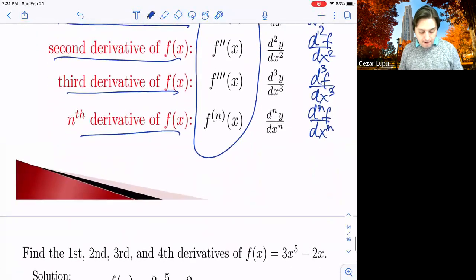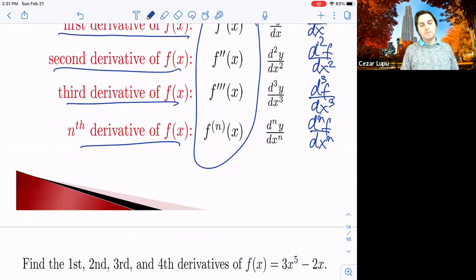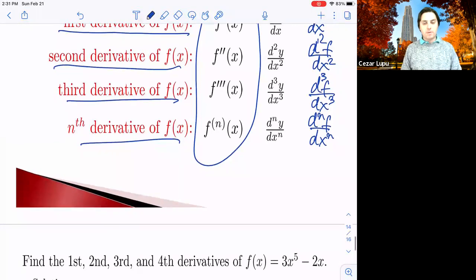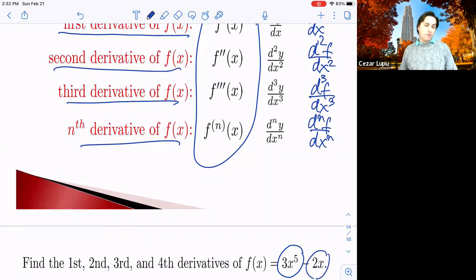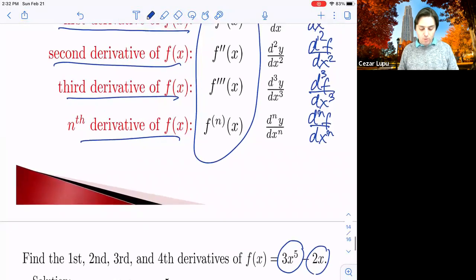And now let's look at this function. What we would like to do is to find the first, second, third, and fourth derivatives. Why not? For this function, a polynomial of degree 5. As you can see, this function is a difference of two functions, 3x to the fifth and 2x. We have to compute the derivative of each one of them.